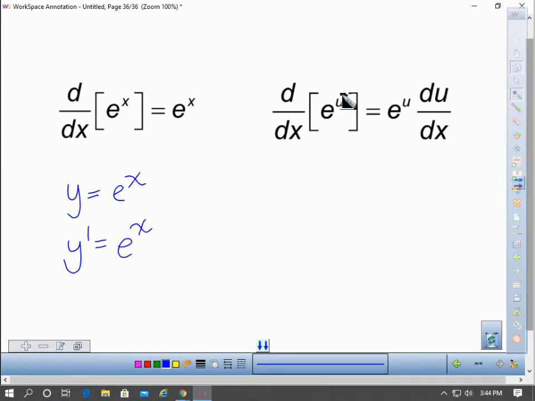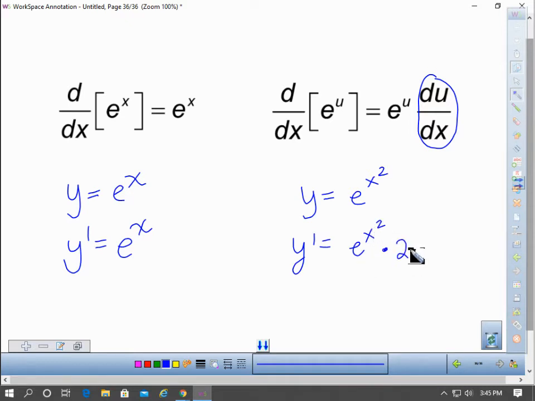What if we don't have just an x? What if we have e to the x squared? It's more complicated. Then you still have e to whatever your function is, but then you have to chain on the derivative of the exponent. So you keep e to the x squared, but then you multiply by the derivative of x squared, which is 2x. Just remember, if your exponent is more complicated than just an x, don't forget the good old chain rule. We have to chain on the derivative of our exponent. So we've already studied that part, taking the derivative.